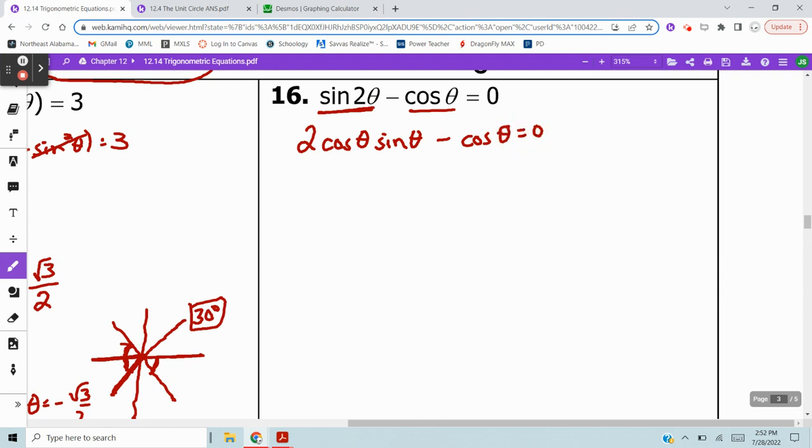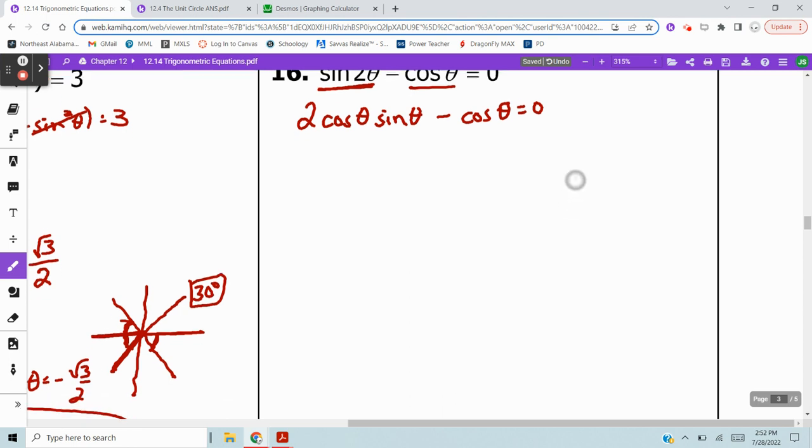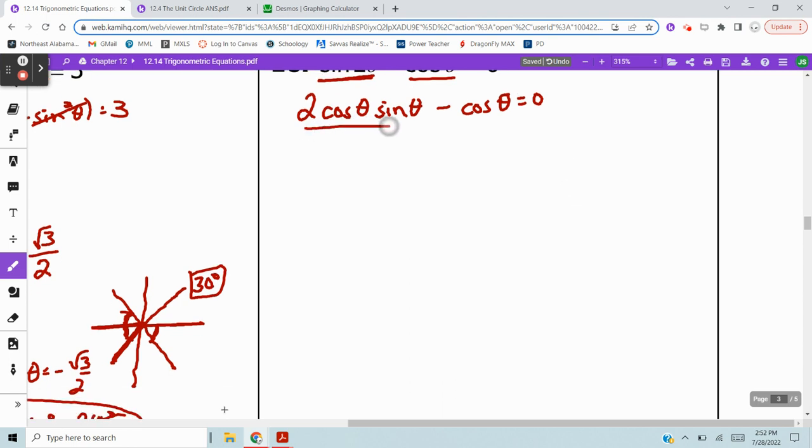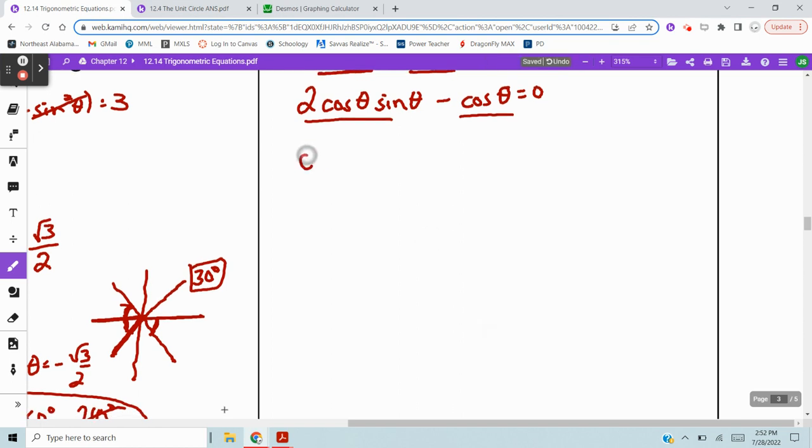Now, some of you might be thinking, I thought you said that you don't want sines and cosines, and you don't, unless you can do this. Notice you have 2 terms. They both have a cosine. And what I'm now going to do is I'm going to factor that cosine out. I'm going to be left with 2 sine theta minus 1 equals 0.